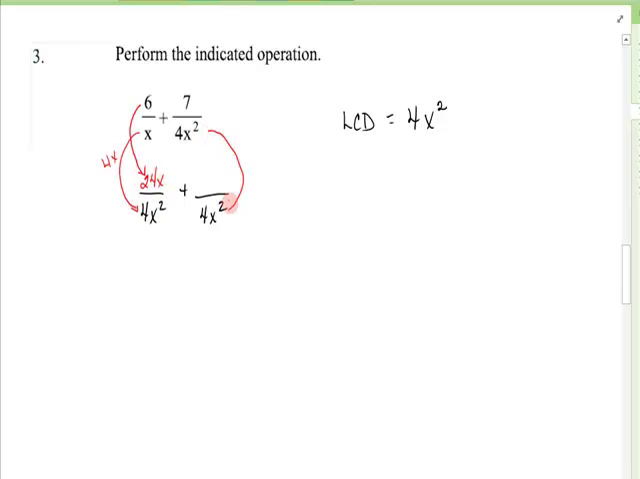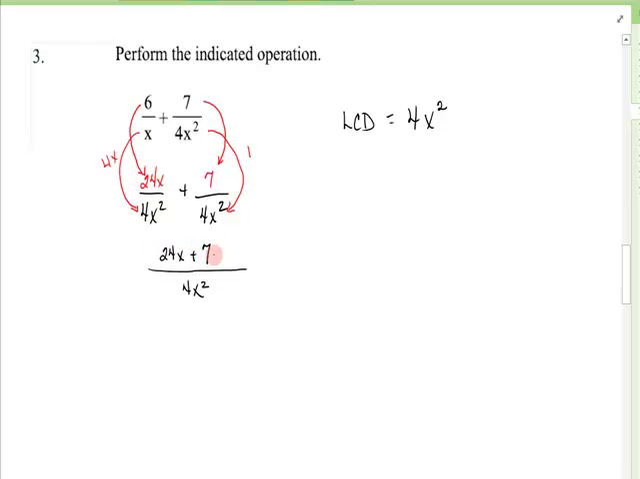Now compare. What do you have to multiply 4x squared by to get 4x squared? Well, 1. Or you could say nothing. So no change for that. It stays a 7. Write down your common denominator.